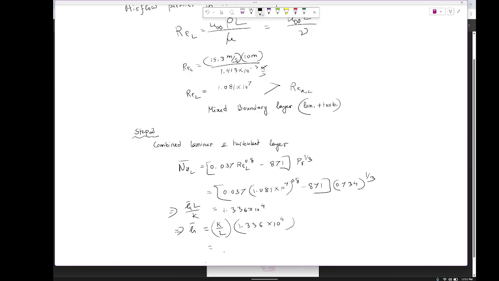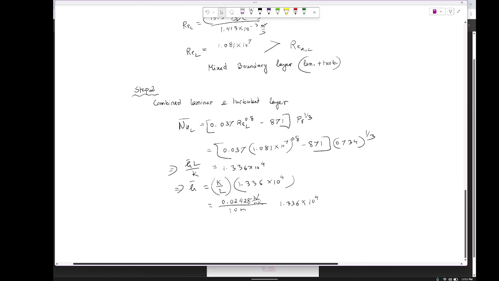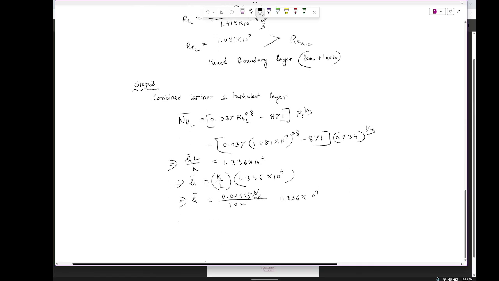Let me plug in all the values. So you have 0.024. What is the K? Our K was 0.02428 watt per meter Kelvin, over 10 meter, times 1.336, times 10 to the 4. Okay, so then H bar is 32.43 watt per meter square Kelvin.